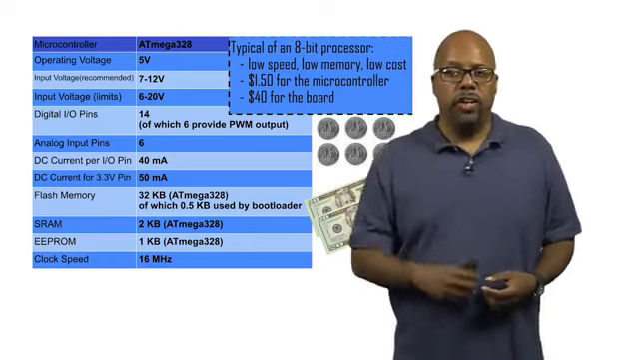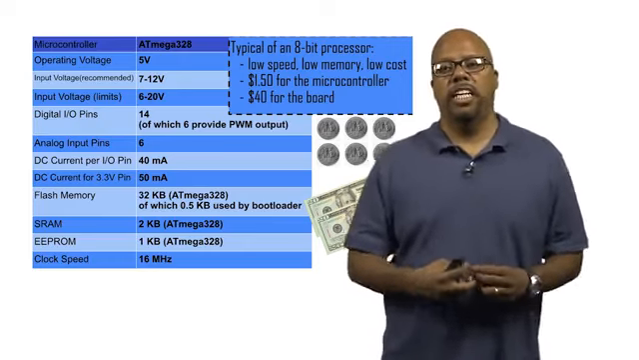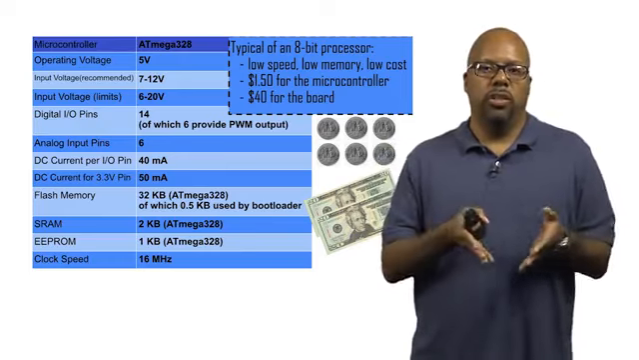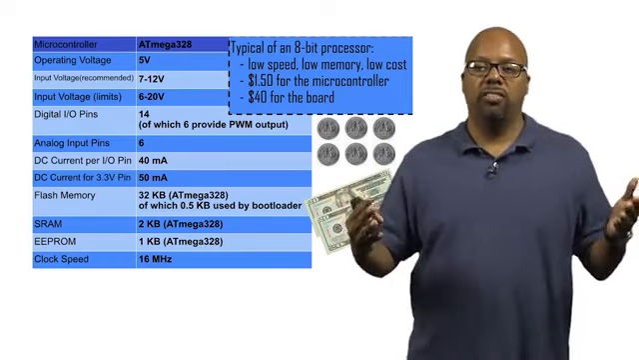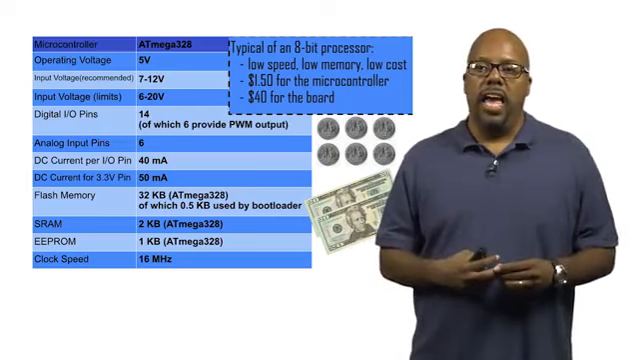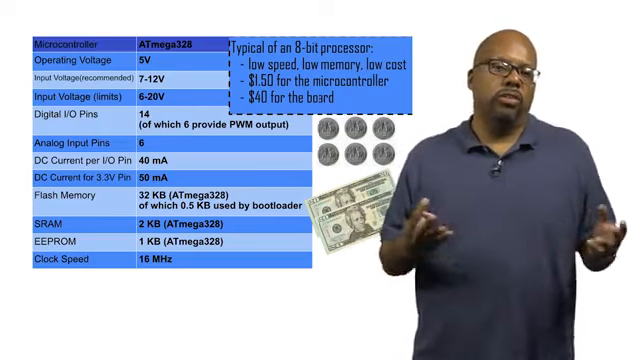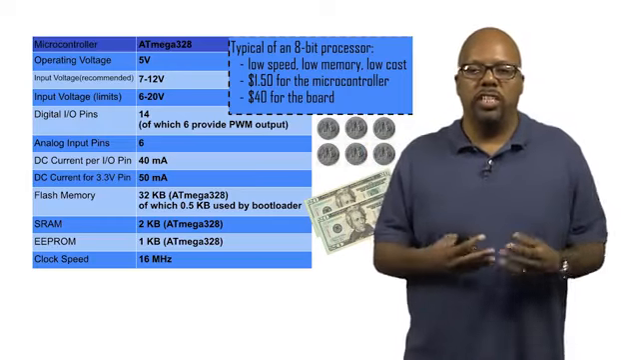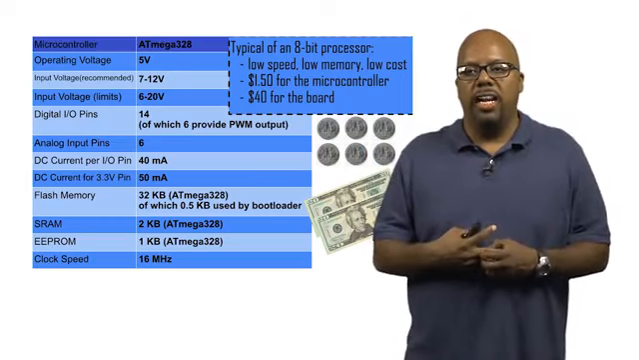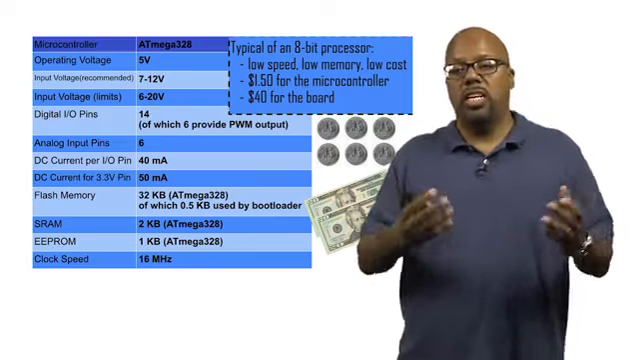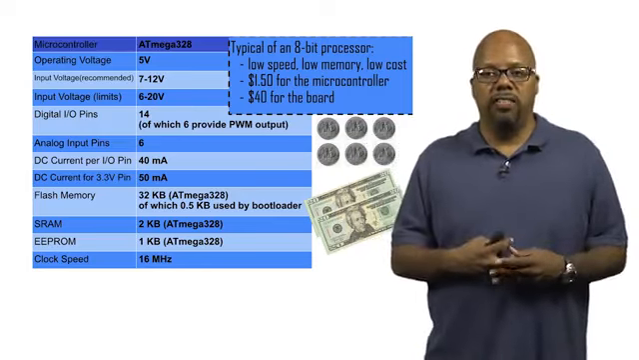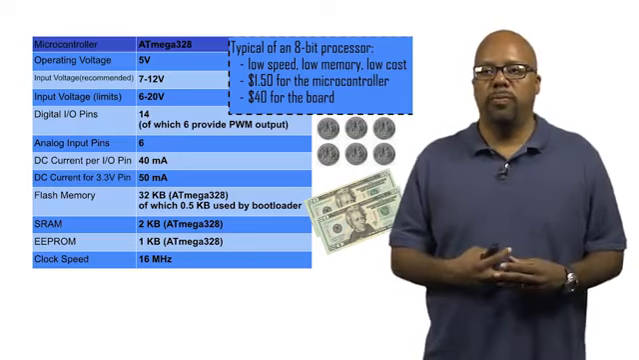EEPROM: very little EEPROM, only 1 kilobyte. EEPROM is like flash, but different. It's controllable in individual bytes rather than whole blocks. Very little of it. Clock speed is 16 megahertz, so it can do roughly 16 million cycles a second, 16 million operations in a second. That's slow compared to a desktop, which might be 3 to 4 gigahertz, but it's plenty fast for the type of things we want to do.